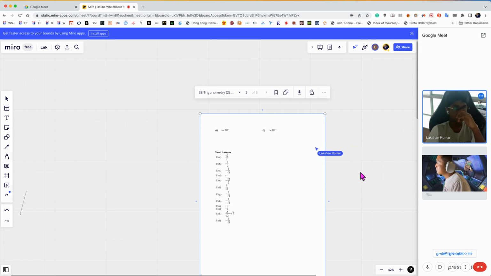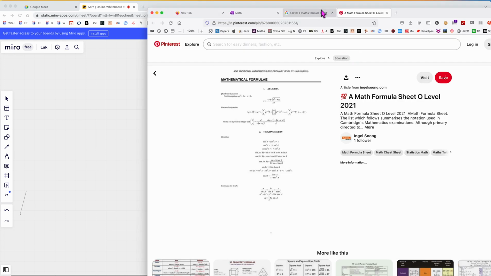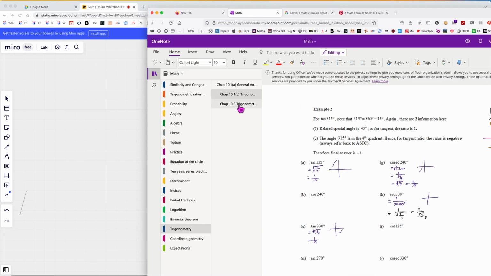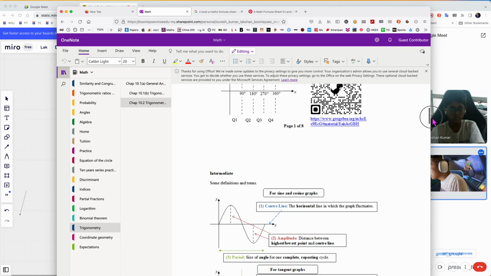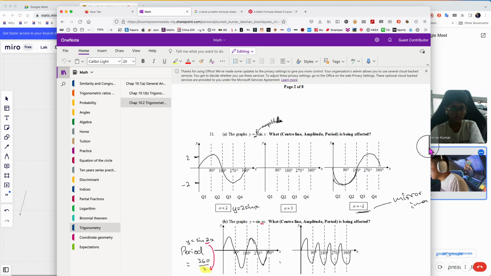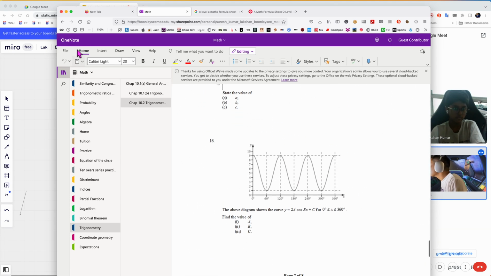Maybe you can go to 10.2. So what is 10.2? Trigonometric graphs. Okay, good. Let me just take a look before I talk about that. I just want to look at what you are learning.